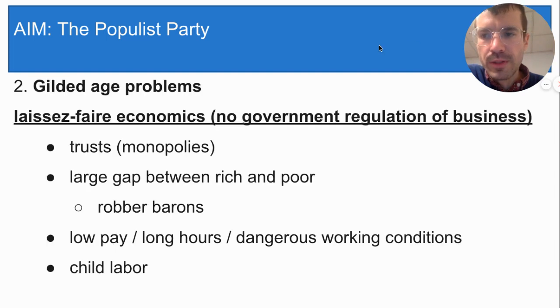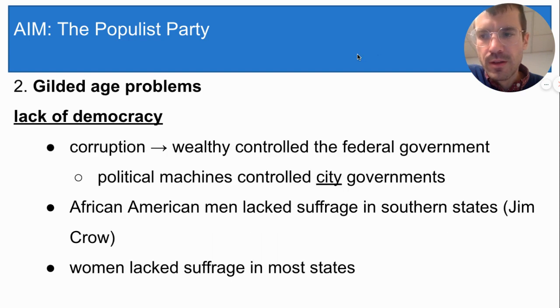Earlier in the unit, we looked at two big problems during the Gilded Age. The first was the lack of government regulations, or laissez-faire economics. And the second was limits on democracy for many members of society. Today we're going to look at some of the people and groups who wanted to reform this problem.